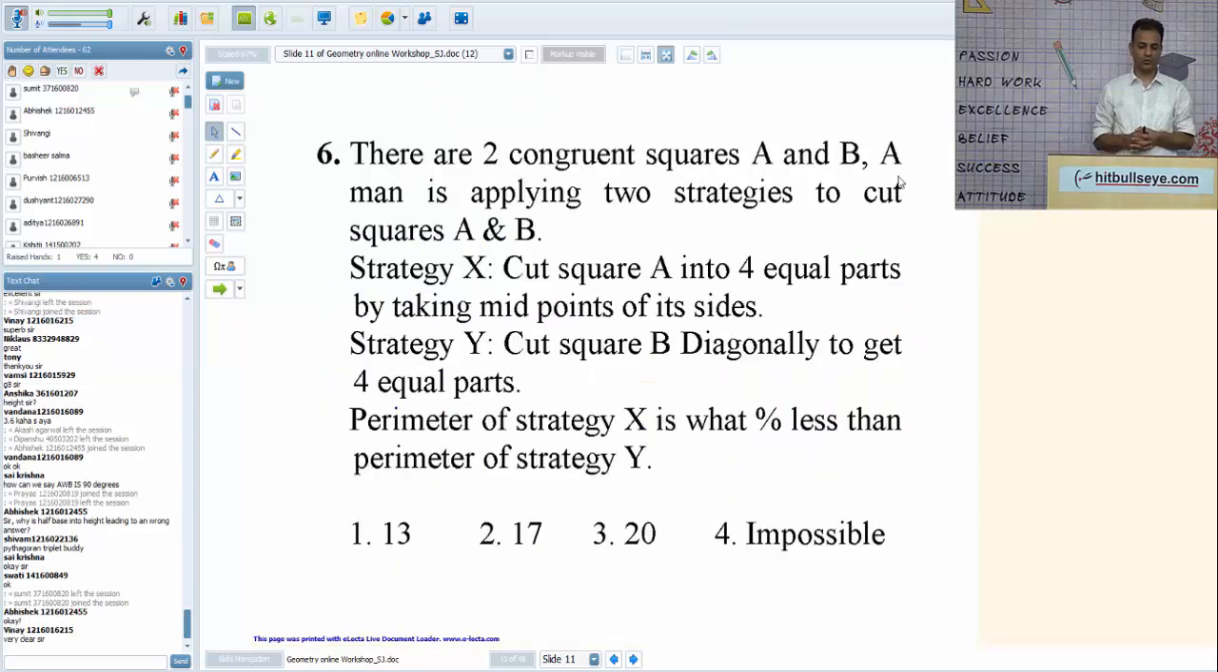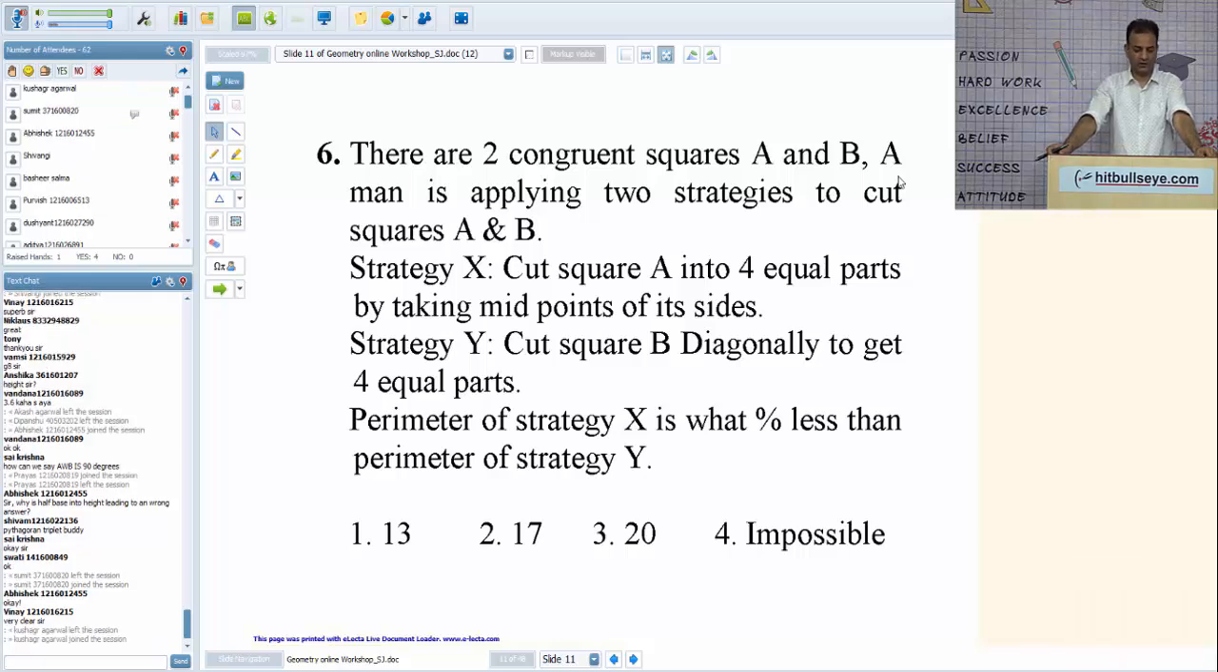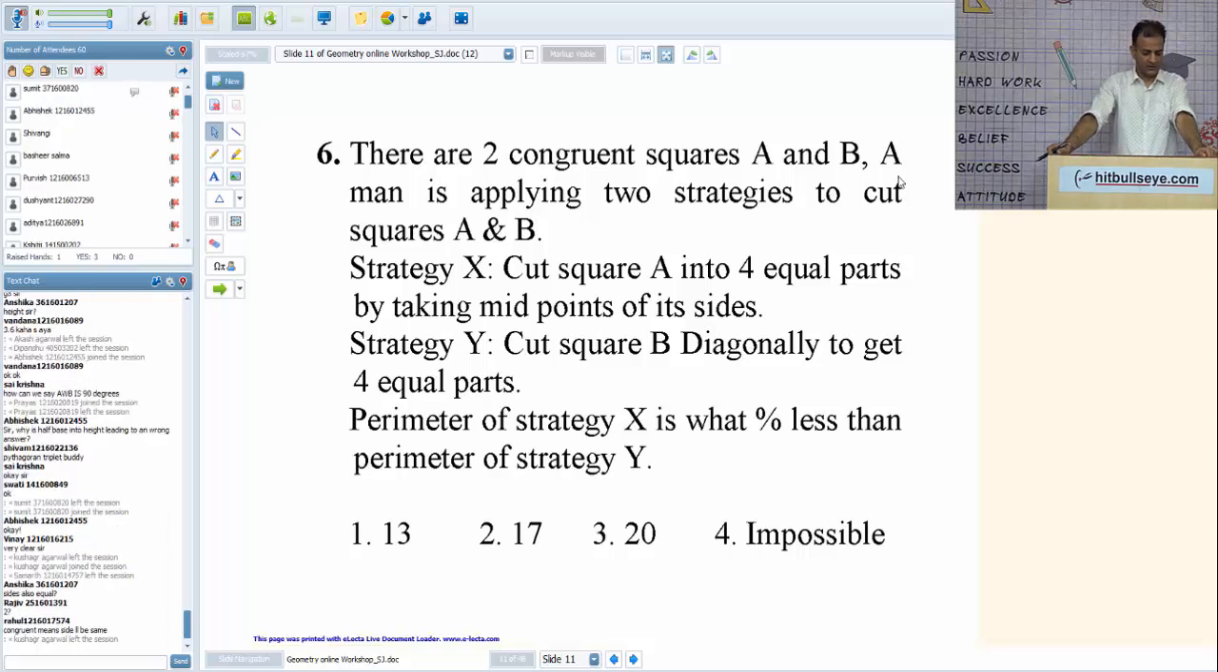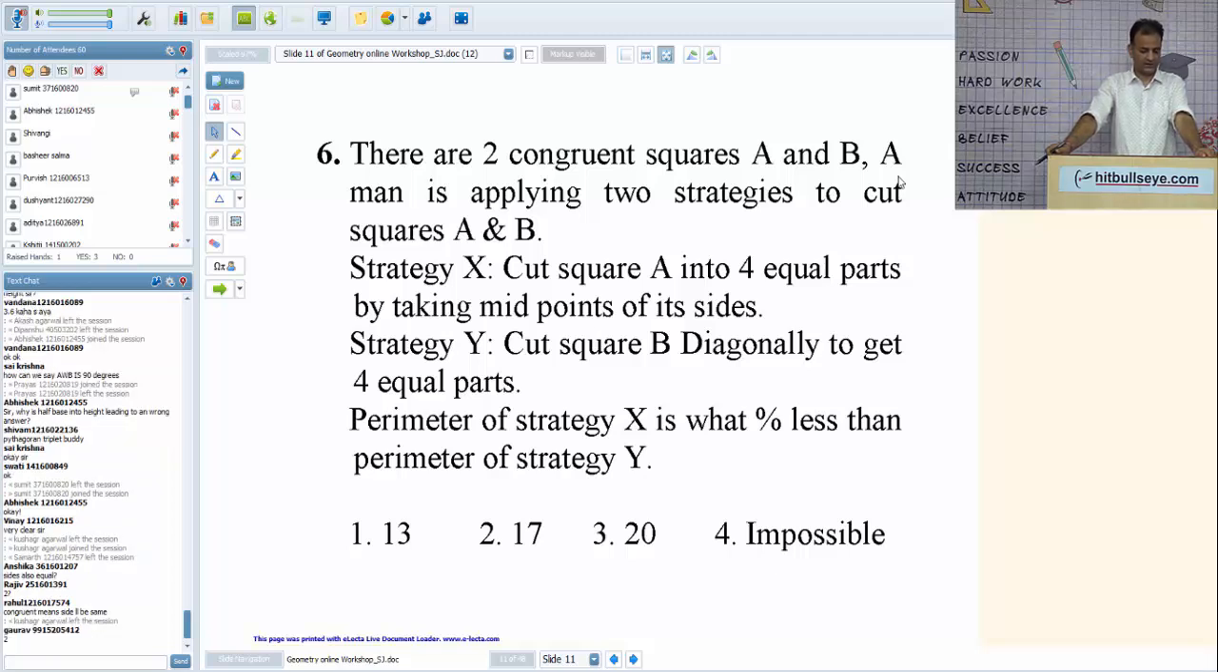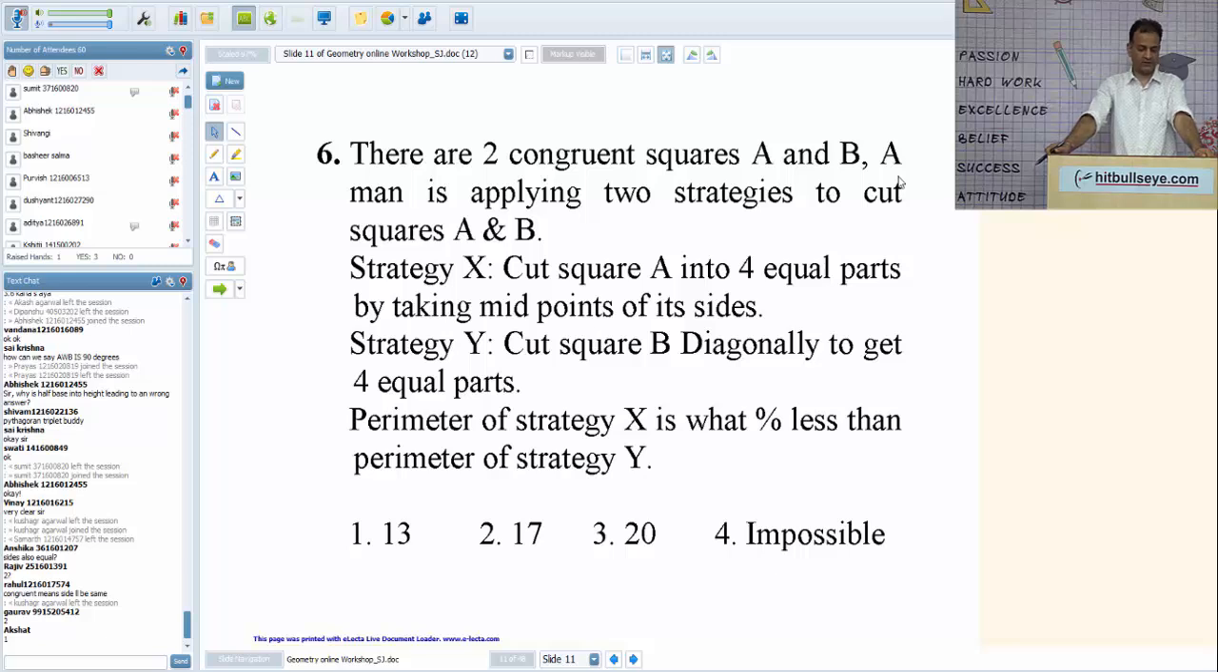See the next question. Two congruent squares A and B. Simple question of squares, if you know the property of a square. Congruent squares A and B. Congruent squares mean equal in all respects. Strategies you can see. What is strategy X? Yes, Rahul, congruent sides will be the same. So Rajiv has come with the second option. Gaurav, second option. Akshat, first option.